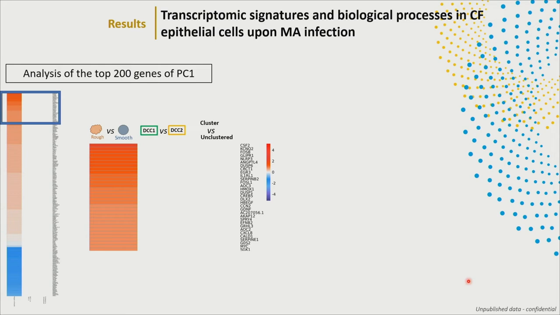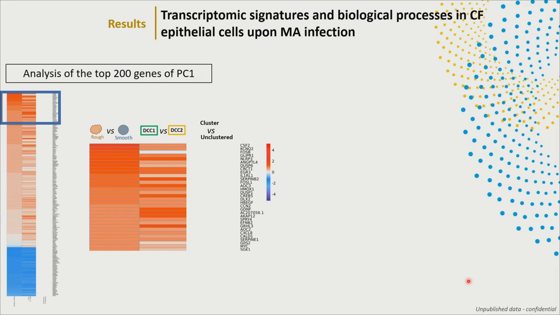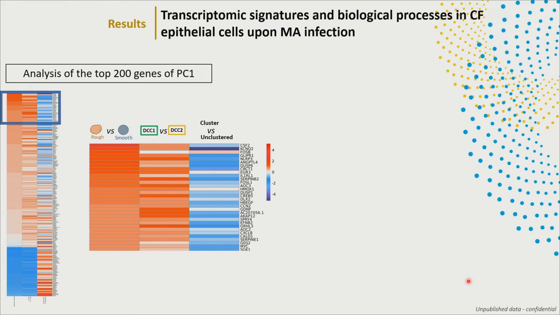And as you can see here, the gene expression pattern observed when we stratify for morphotype is quite conserved also when we stratify for the dominantly circulating clone, and is completely different when we stratify for clustered or unclustered strains. This suggests that, again, in our data set and in our in vitro model, the stratification based on the morphotype of the infection drives the highest pro-inflammatory activities.